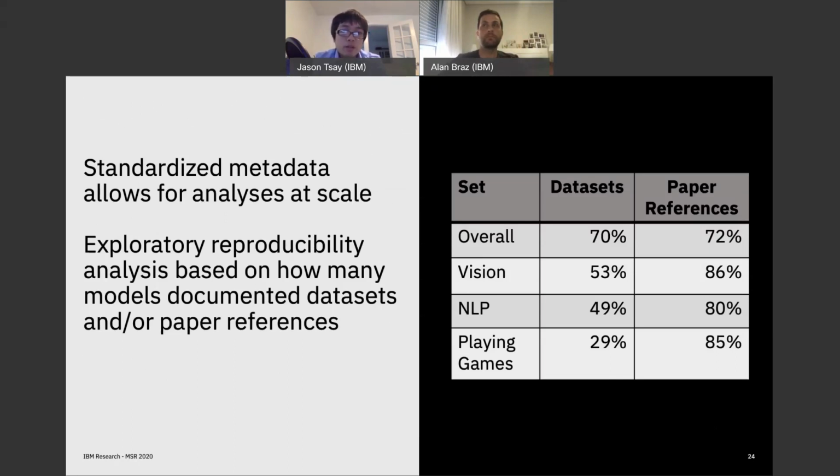We found in general that across our data set of 8,000 models, roughly 70% of models will document the data set and/or the reference. But once you look into more specific domains, such as vision or NLP or games, data sets tend to drop, but the paper references tend to go up. That may be because these are more popular domains academically, but that requires further inspection.